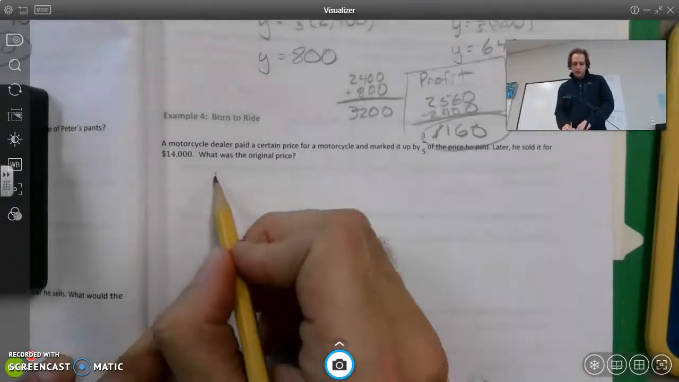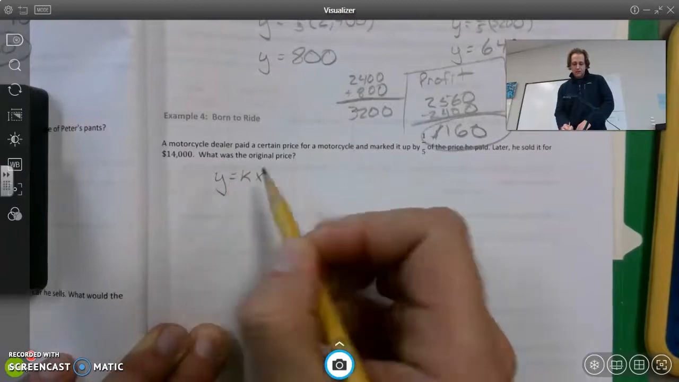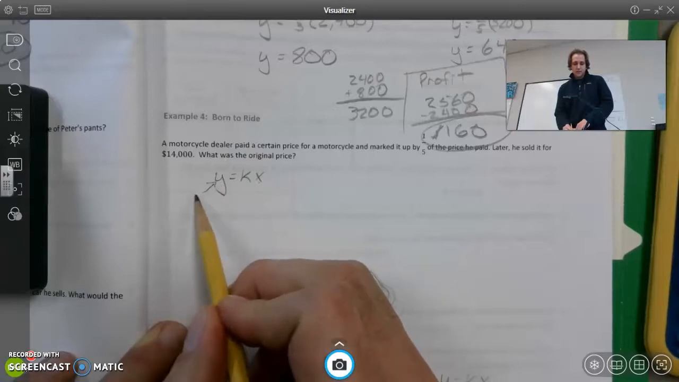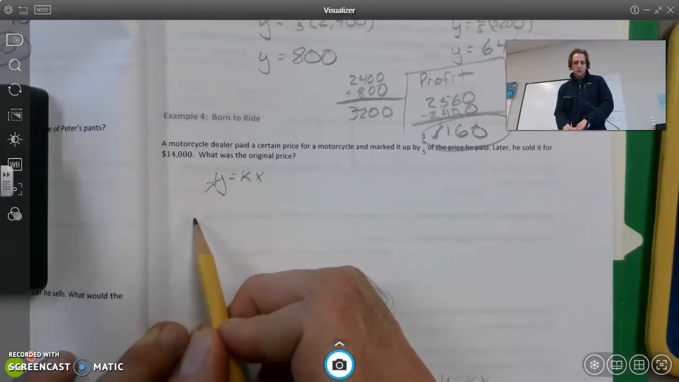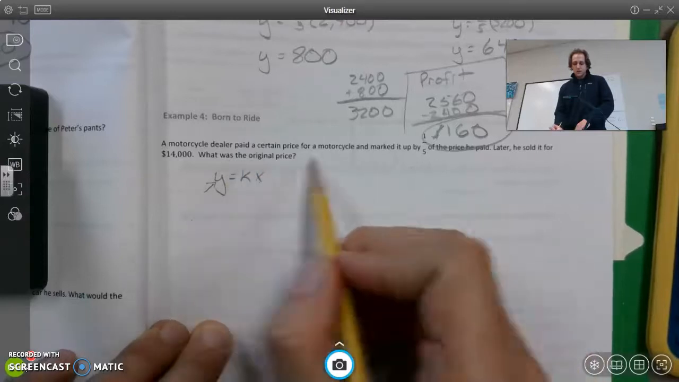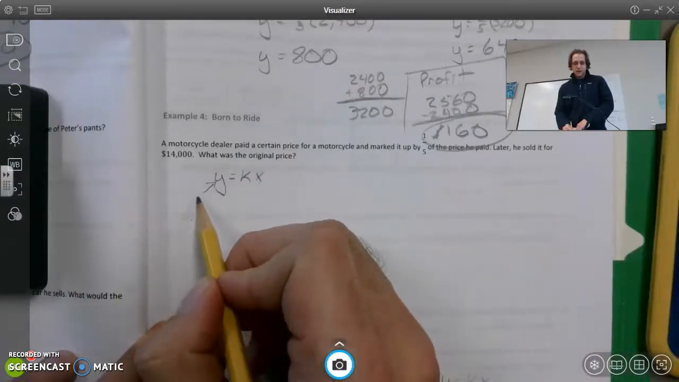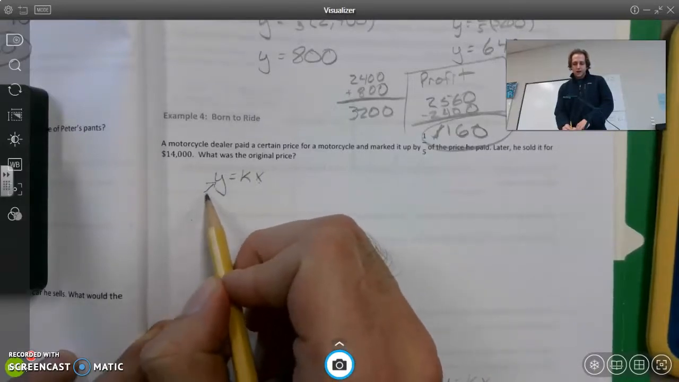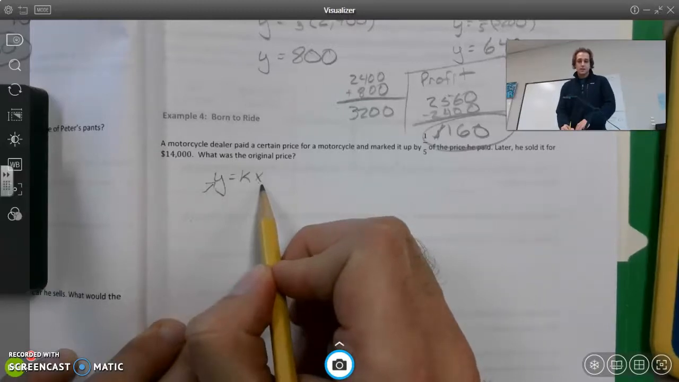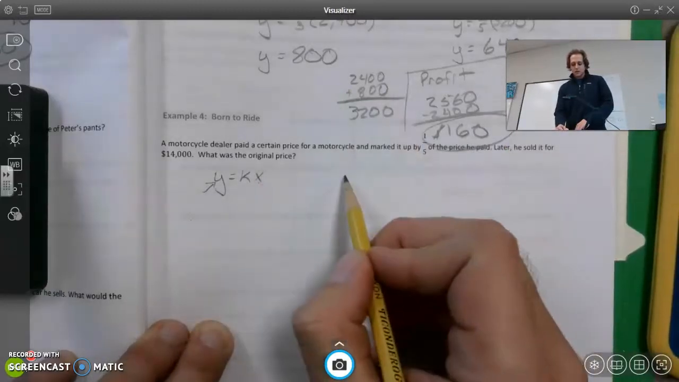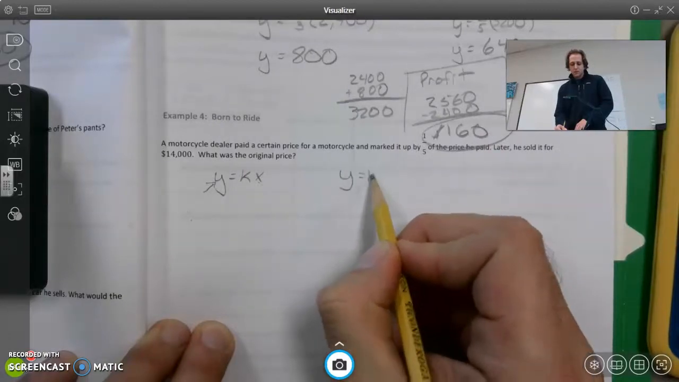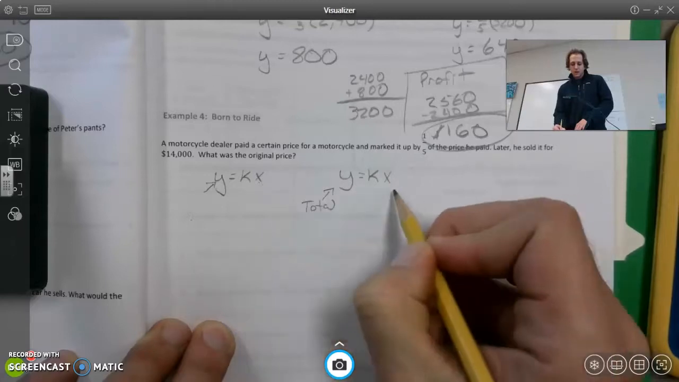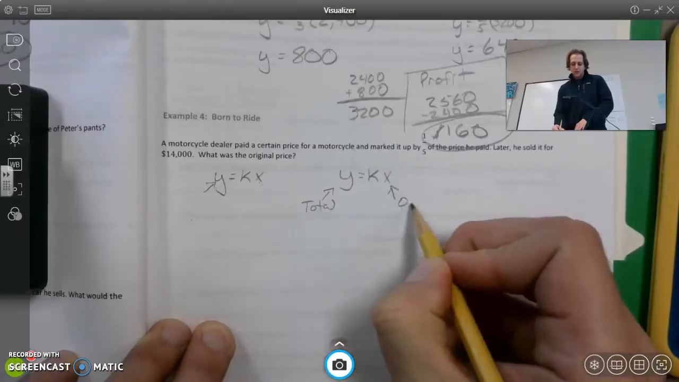So far what we've been looking at is the relationship between the original price and then this was always the discount or the markup or the commission. In this scenario, we do not have a discount. We don't know what the discount is. We don't know what the markup, none of that. And we don't know what the original price is either. So now we want to look at a different proportional relationship, and that's going to be the relationship between the total price and the original price, or what he paid for it, okay?